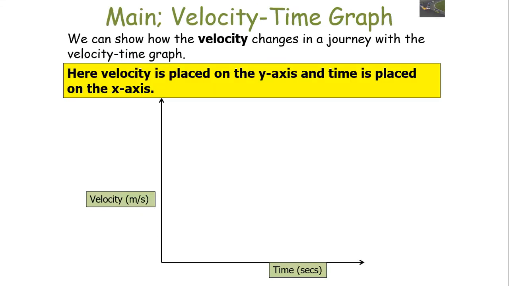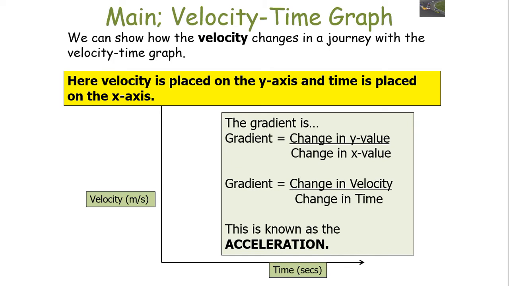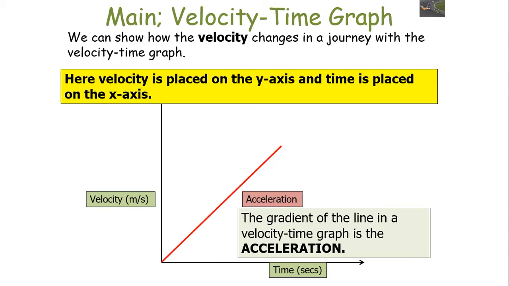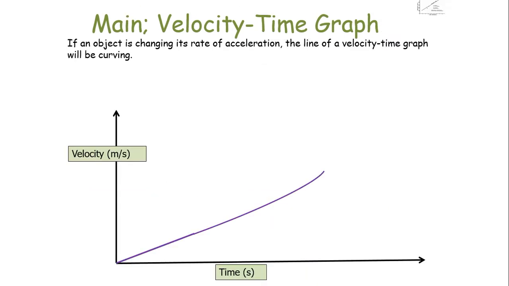Now, we can show how velocity changes for an object by having a velocity time graph. Here the velocity is on the y-axis and the time is on the x-axis. So what is the gradient representing? Well, the gradient is representing the change in y over the change in x, the change in velocity over the change in time, which is known as acceleration. So the gradient of a velocity time graph is acceleration. So that's a very important idea.